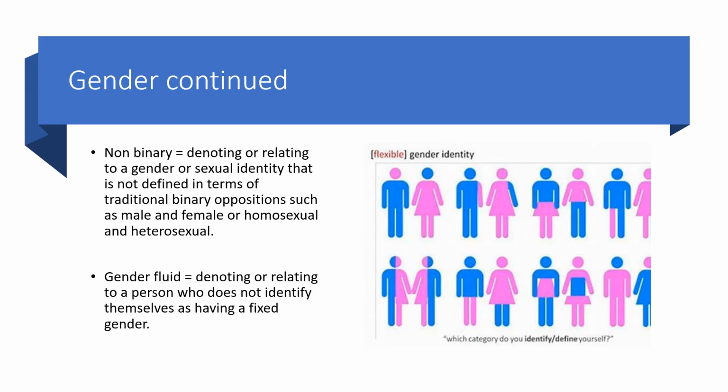To help define gender further, there are also two other categories that need to be discussed. That's non-binary and gender fluid. Non-binary is denoting or relating to a gender or sexual identity that is not defined in terms of traditional binary oppositions, such as male and female or homosexual and heterosexual. Gender fluid is denoting or relating to a person who does not identify themselves as having a fixed gender.